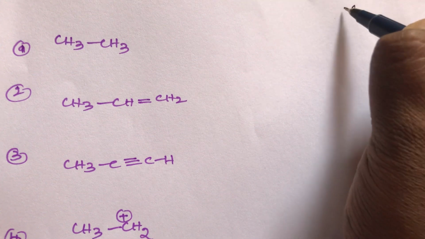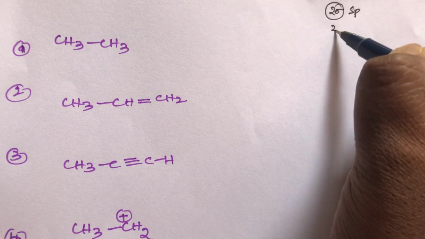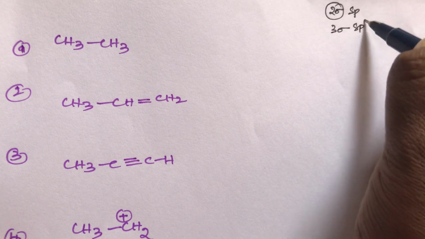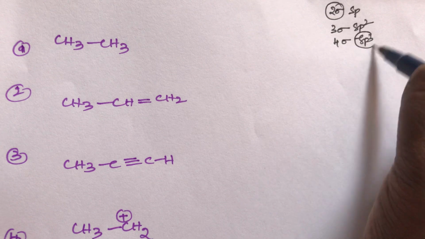If 2 sigma bonds are there, that is sp hybridization. If 3 sigma bonds are there, that is sp2. In case 4 sigma bonds are there, that is sp3. This is what we know, students.